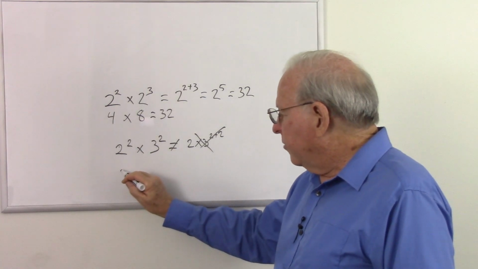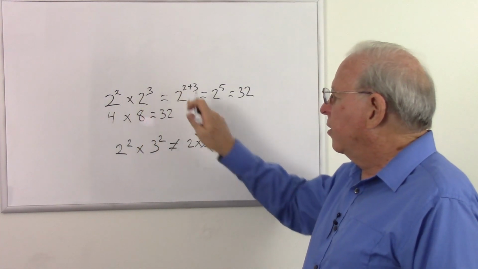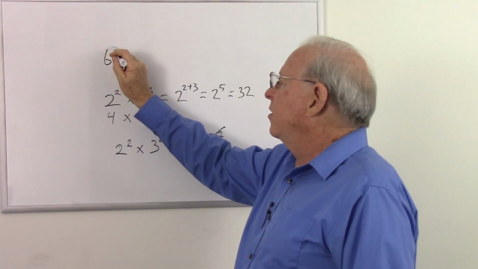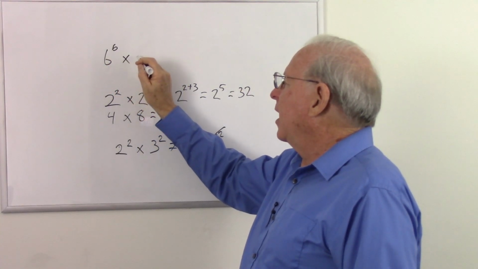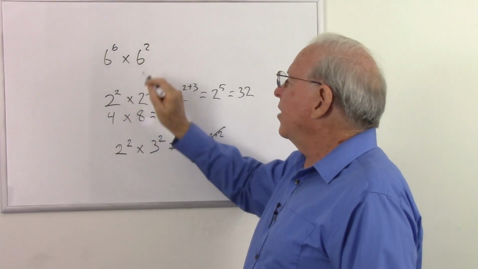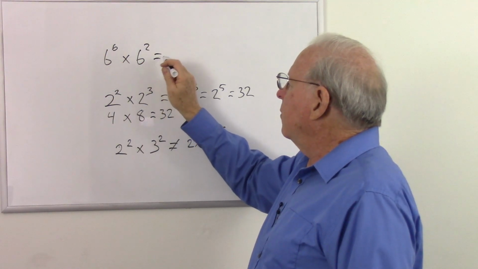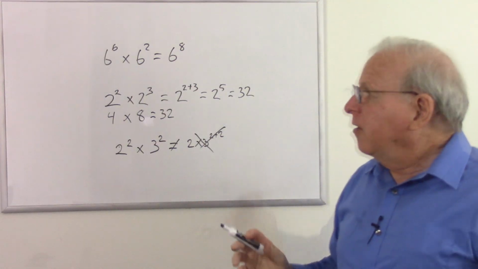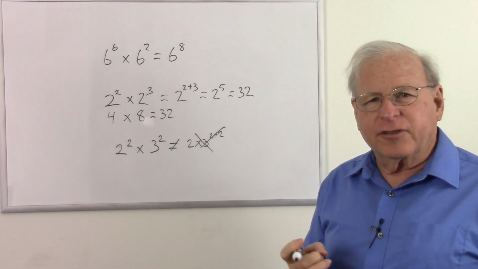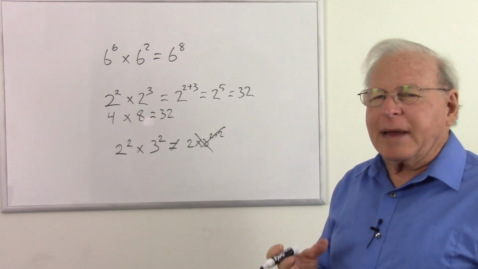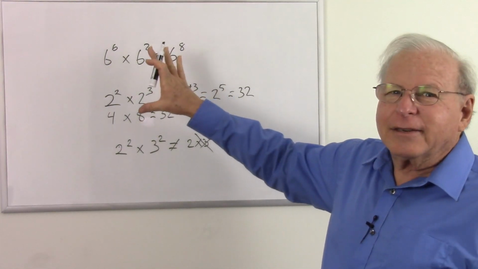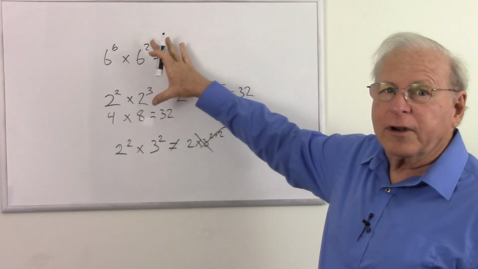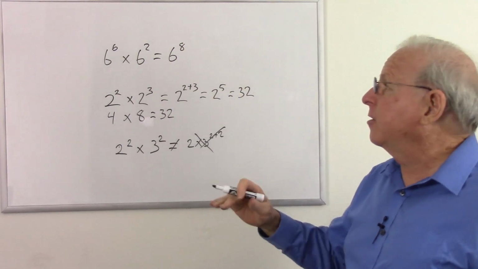But as long as the base numbers are the same, as I showed here, it will work, and it works anytime the base number is the same. So 6 to the 6th times 6 to the 2nd, or 6 squared, equals 6 to the power of 8. Okay, that's all I'm going to say about this because this is an electronics class, not a math class, and that's about all you're expected to know from an electronics viewpoint. We can cover this more deeply in the math class at another time.